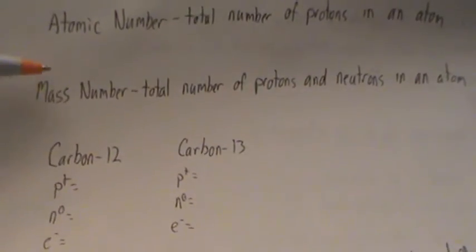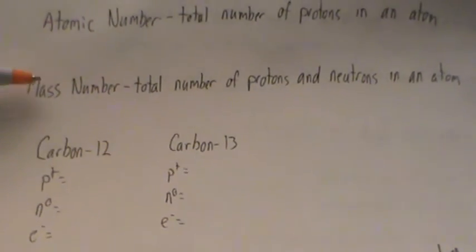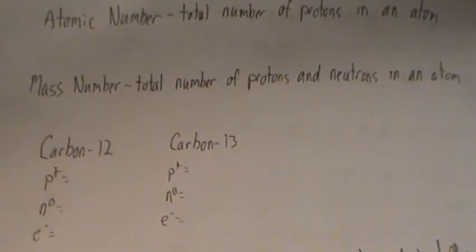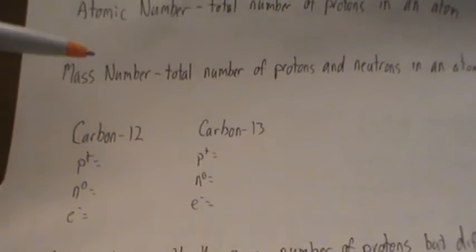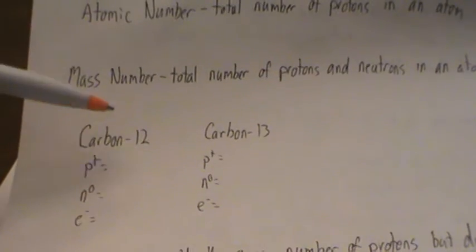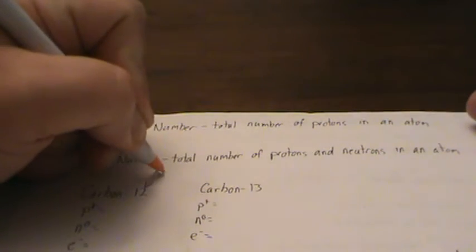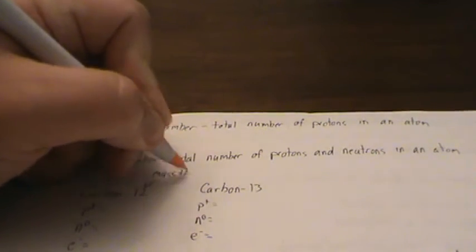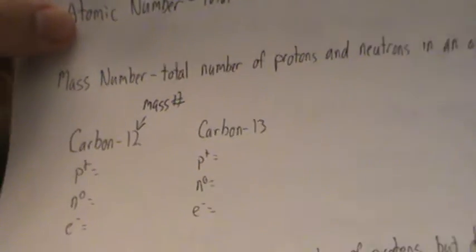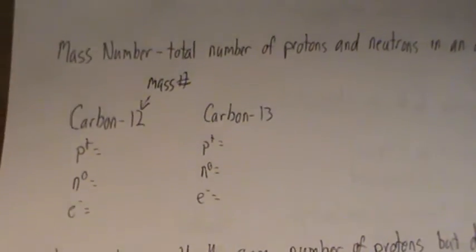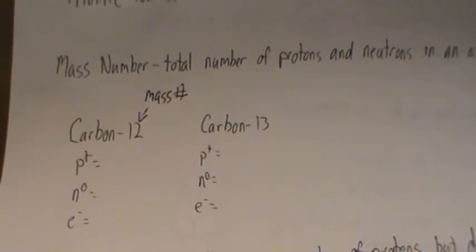Another number that we're going to be using a lot is this mass number. Mass number is total number of protons and neutrons in an atom. So if we're given an atom of carbon, so right here we have two of them, carbon 12 and carbon 13. The 12 and the 13, that is the mass number. Okay, so figuring out how many protons, neutrons, and electrons we have.